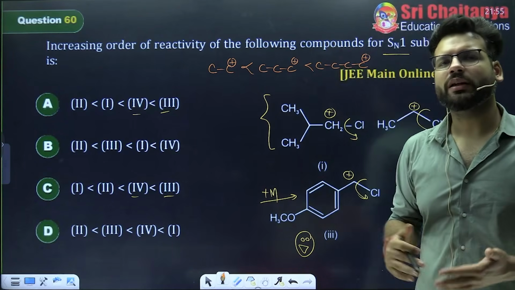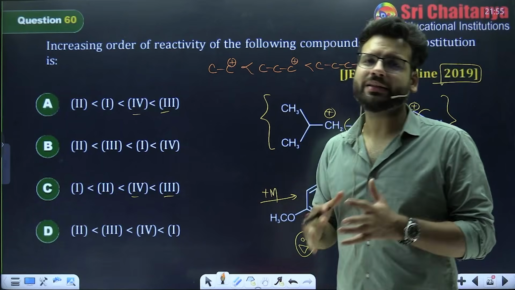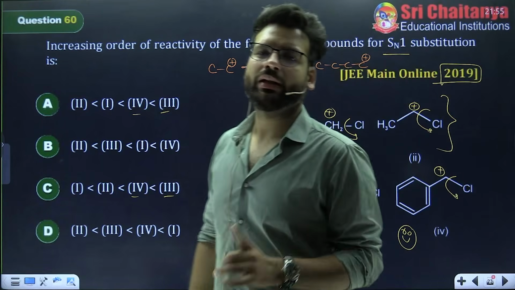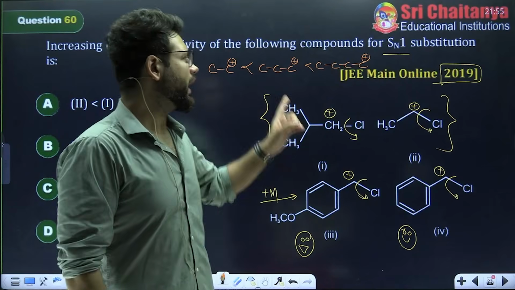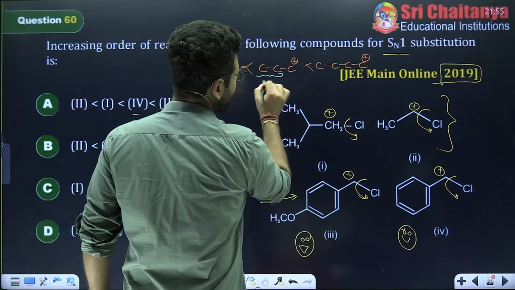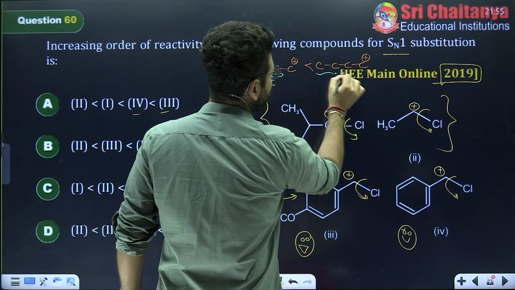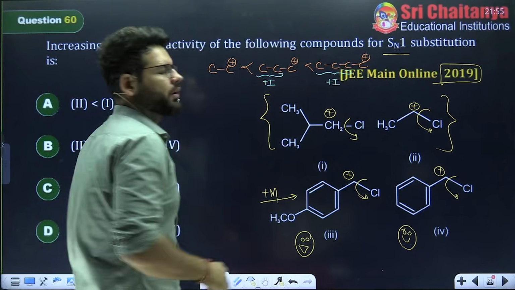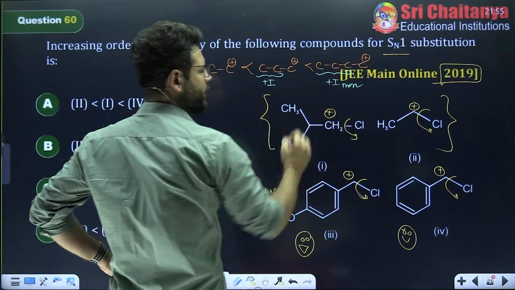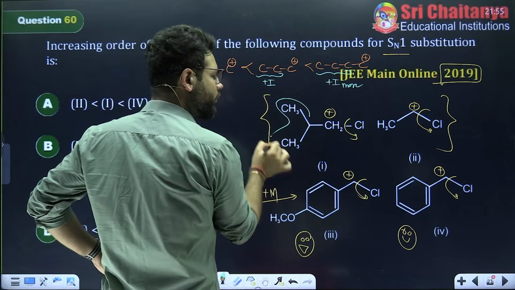So don't consider the hyperconjugation effect in simple alkyls. When primary simple alkyls are there, they are not good carbocations. As the alkyl group becomes bulkier and bulkier, more plus I effect will decide the stability of the carbocation. The more the plus I, the more the stability. Here this will have much more plus I.